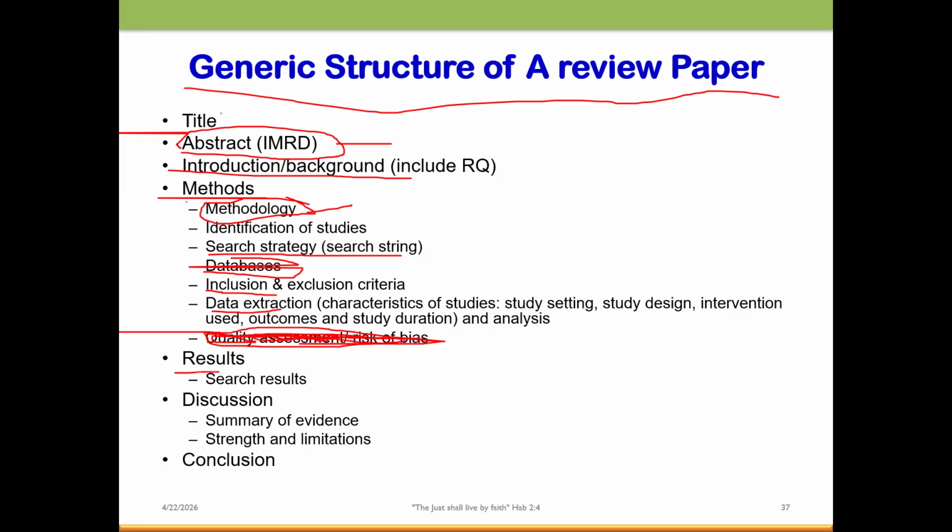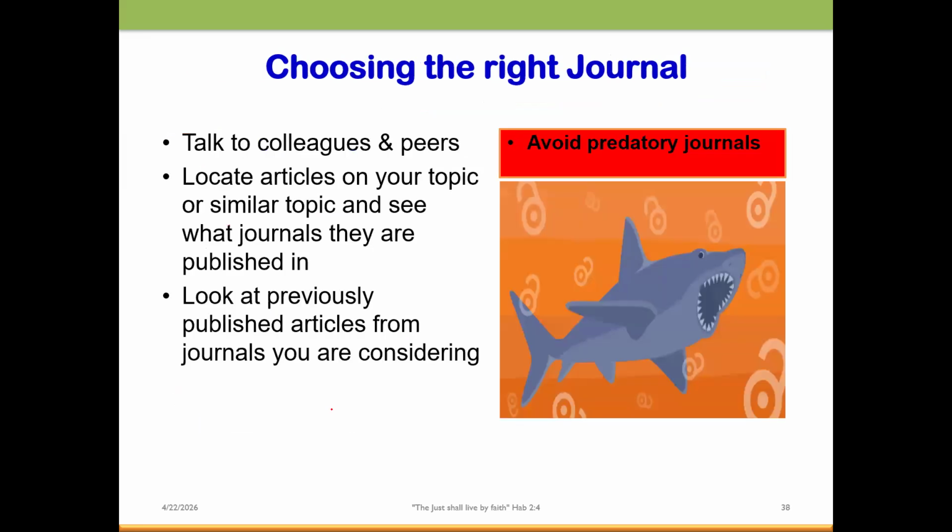Then results, you have to show the search results by including the table 1 findings. Then you have to either provide the descriptive statistics. Then you need to provide a discussion by providing the summary of evidence, the strengths and limitations, and then the conclusions. And then you'll be done.